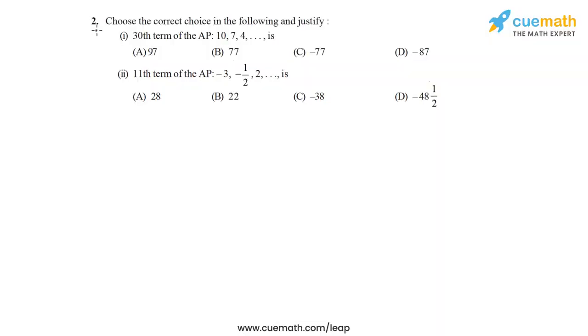In question 2 of this exercise, there are two parts and we have to choose the correct choice for each of the following. So we have to find the 30th term in this AP 10, 7, 4 continued, and we have to find the 11th term of this AP -3, -1/2, 2 continued.